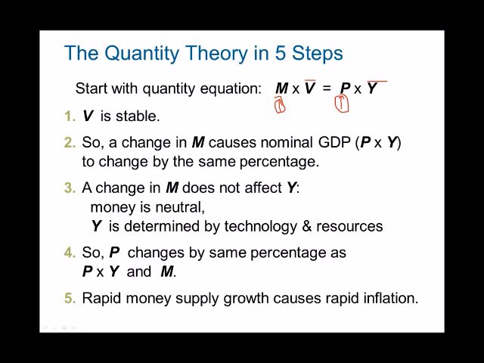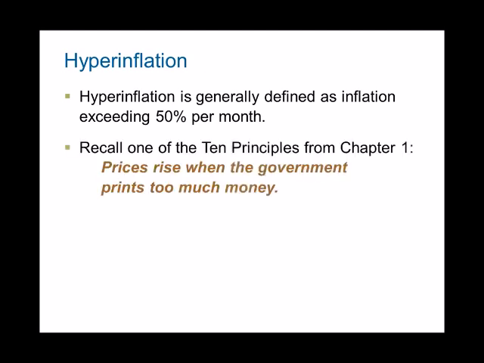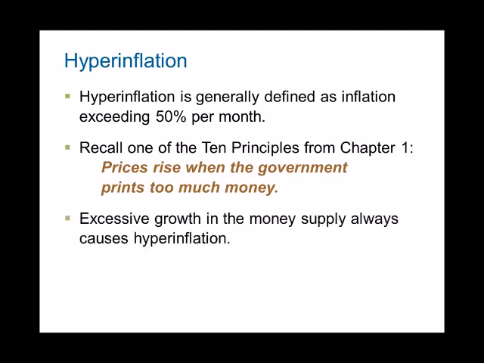So rapid money supply growth will cause rapid inflation. If we increase money supply by 100%, all it will do is increase prices by 100%. Hyperinflation is generally defined as inflation exceeding 50% per month. We talked about this principle way back in time, that prices rise when government prints too much money. So whenever there is excessive growth in money supply, that always causes hyperinflation.